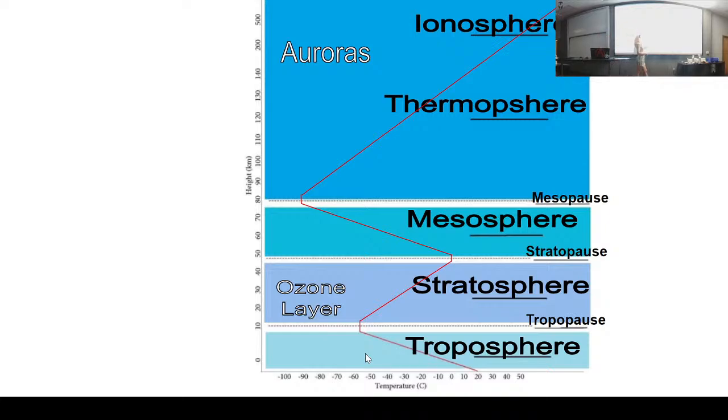So then our next layer is the thermosphere. It's divided by the mesopause, just to give it a little space to change. And then the thermosphere has a bunch of different things inside of it. So how the ozone layer is inside of the stratosphere, same thing, the ionosphere is within the thermosphere.